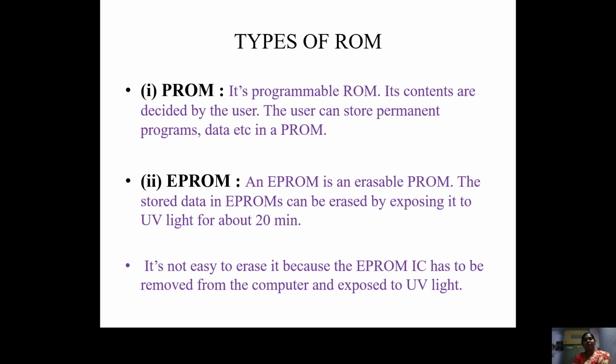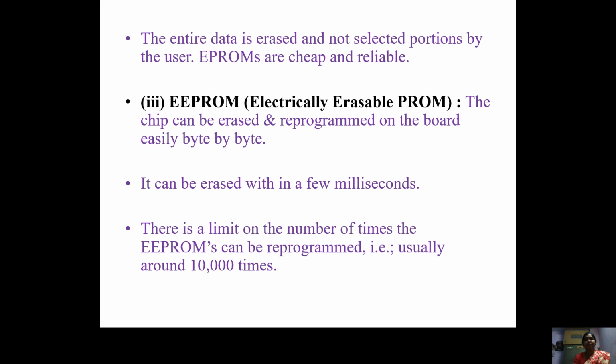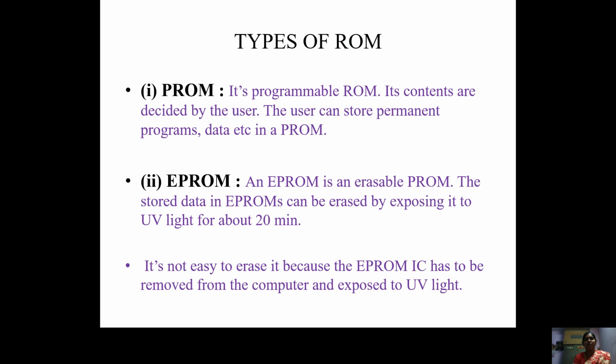Next, coming to the types of ROM. Since the basic ROM does not allow the user to program it, we have some flexibility when we use the other types of ROMs. Here there are basically 5 types of ROMs: PROM, EPROM, EEPROM, and then flash memory. So these are different types of ROMs, unlike the first basic structure.